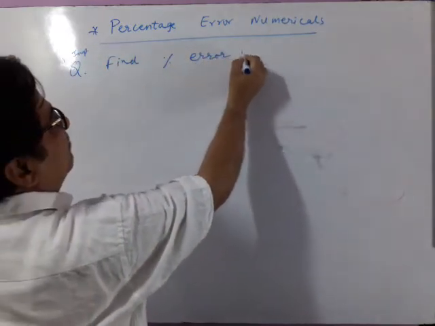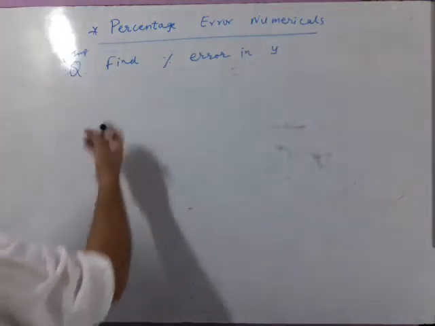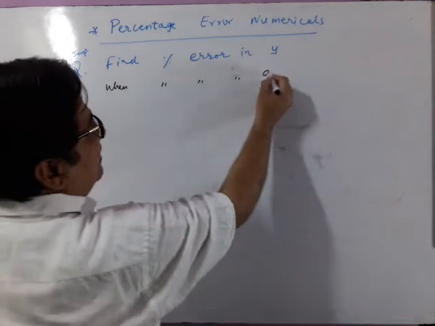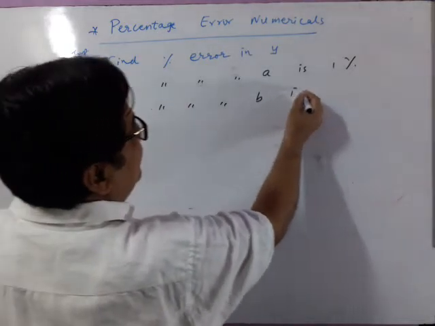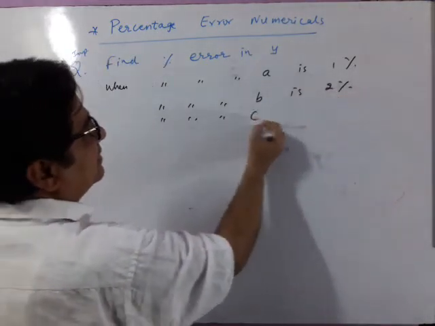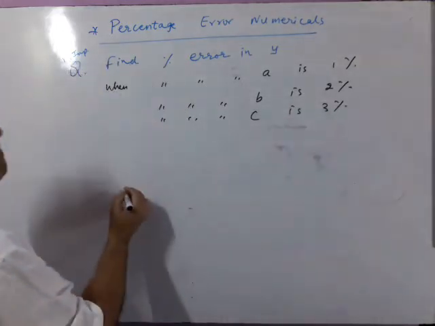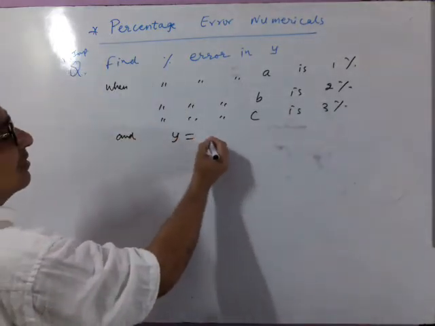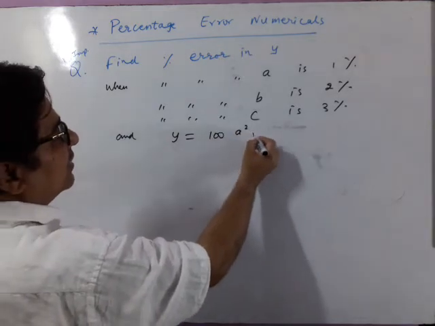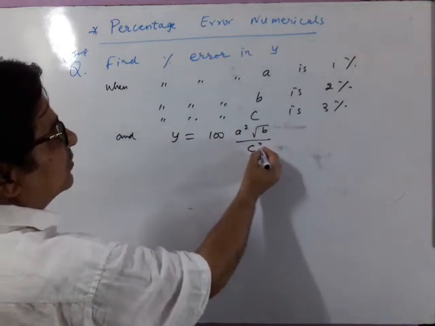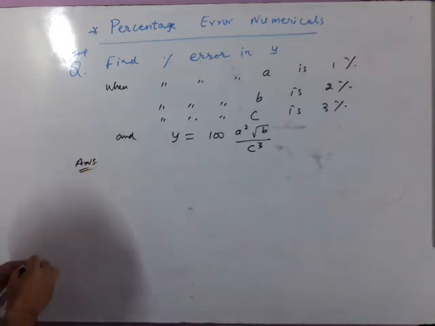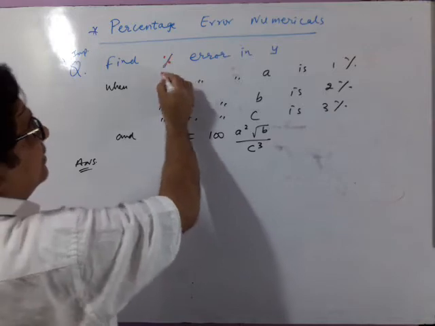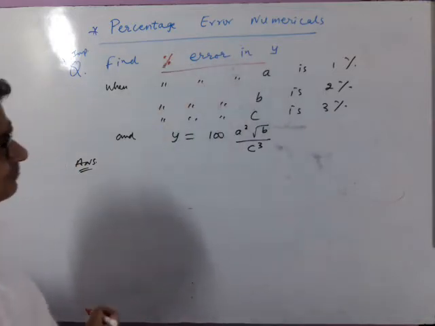Find percentage error in Y when percentage error in A is given as 1%, percentage error in B is given as 2%, and percentage error in C is given as 3%, and you are given this formula: Y is 100 A square root B upon C cube. This formula is given, let us say. Now, for this numerical, how to solve? How to find percentage error in Y? This is our question. Find percentage error in Y.